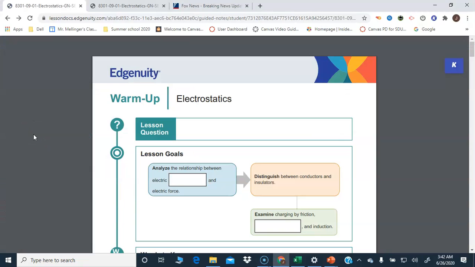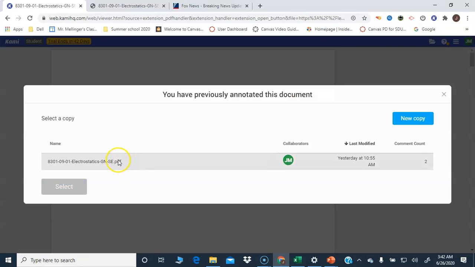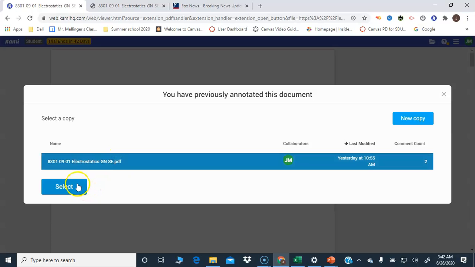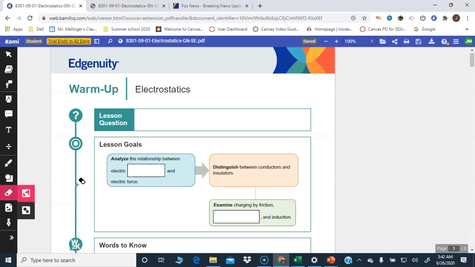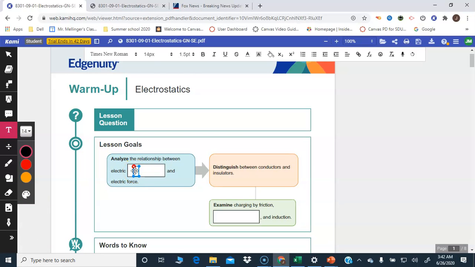With the guided notes, you should have a Kami extension, or you can download it onto your school computer. It's this K up here in the corner. And if I go ahead and click on that, it allows you to type text on the guided notes. I already have this one in my system, but it will bring up some of these utilities on the side. So if I want to type in the answers, I can use a text box. Come on over. I'll go ahead and fill in these first 2.